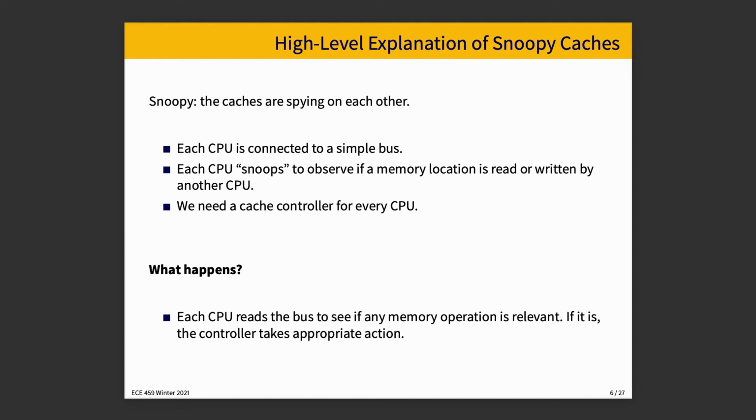And they are therefore observing what happens with other caches. Because all the CPUs are connected to the same bus, each CPU can observe if a memory location is read or written by a different CPU. Okay, that sounds reasonable. This way, caches are kept up to date on what's happening, and they know whether or not they have to take any action. They don't rely on being notified explicitly.